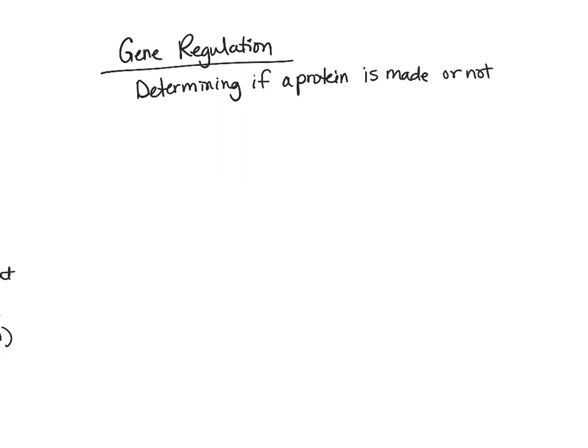And we have different spots where we can have gene regulation. So many points of regulation. So the first one is transcriptional regulation. Transcriptional regulation is determining if the RNA is going to even be transcribed.